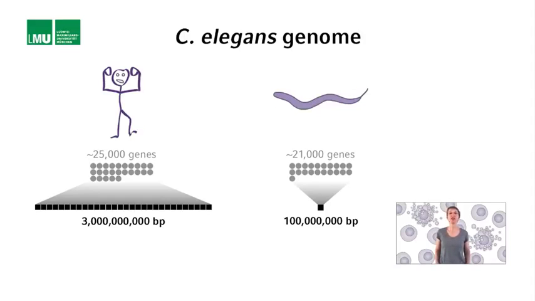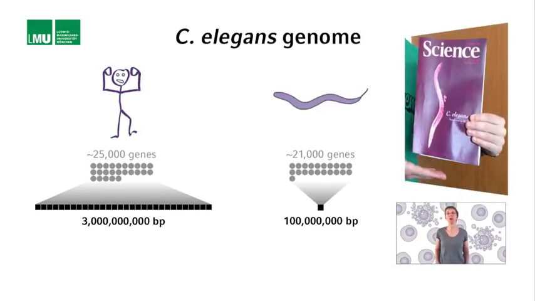Actually, the C. elegans genome was the first genome of a multicellular organism sequenced. It was published in 1998 in the journal Science. It provided technical and conceptual insight that was critical for the completion of the Human Genome Project, for which a draft sequence was published in 2000 and which was essentially completed in 2003.